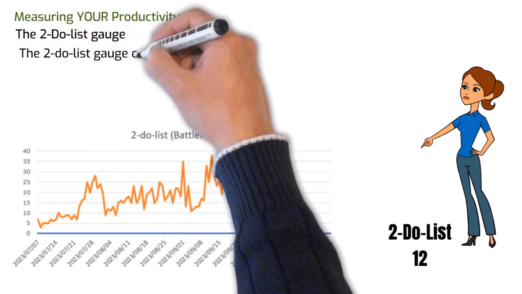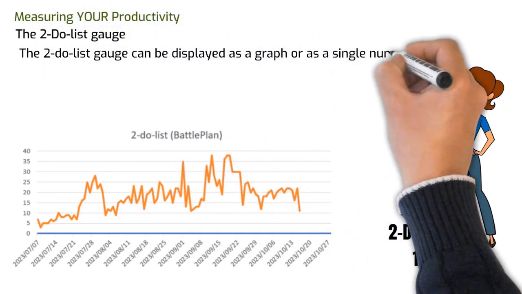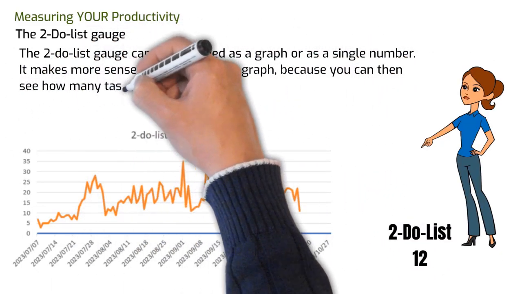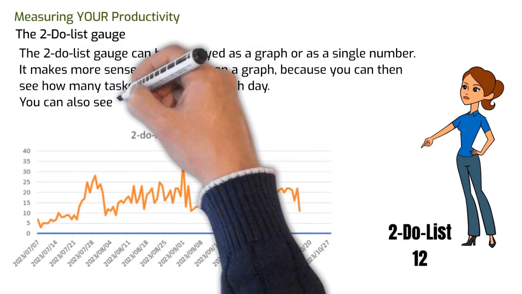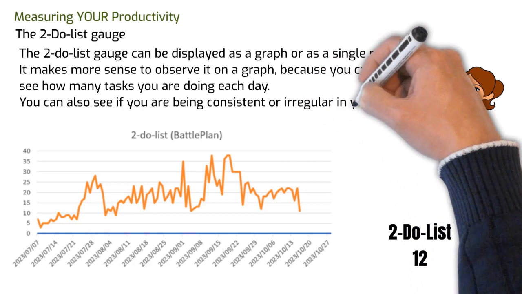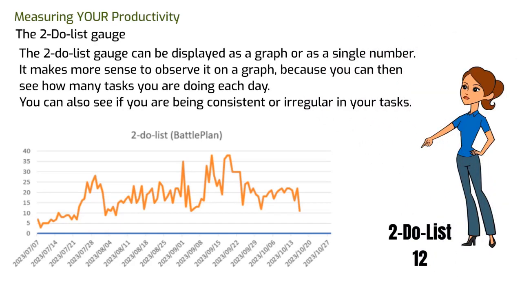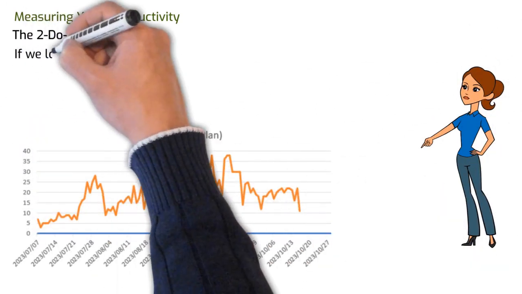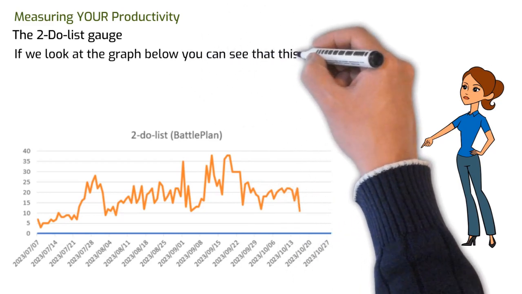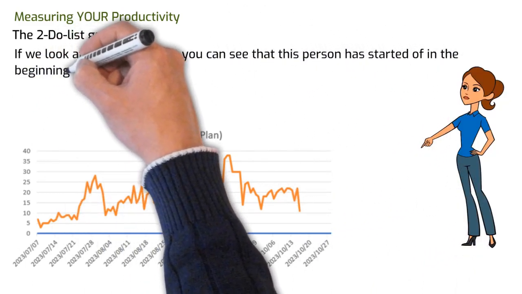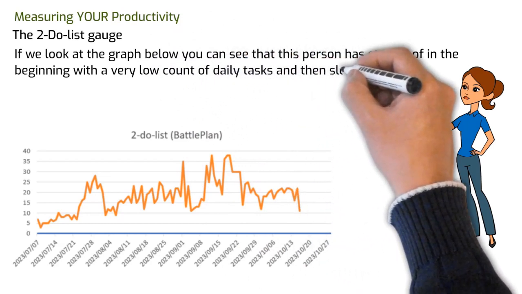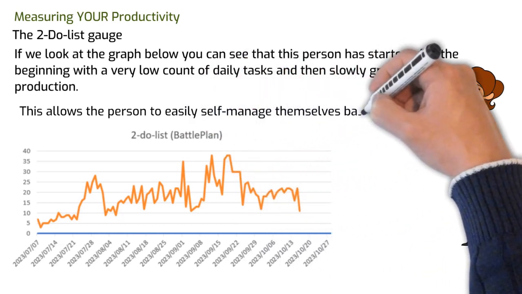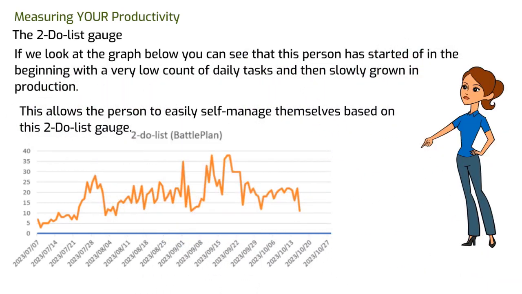The to-do list gauge can be displayed as a graph or as a single number. It makes more sense to observe it on a graph because you can then see how many tasks you are doing each day. You can also see if you are being consistent or irregular in your tasks. If we look at the graph below, you can see that this person has started off in the beginning with a very low count of daily tasks, and then slowly grown into production. This allows the person to easily self-manage based on this to-do list gauge.